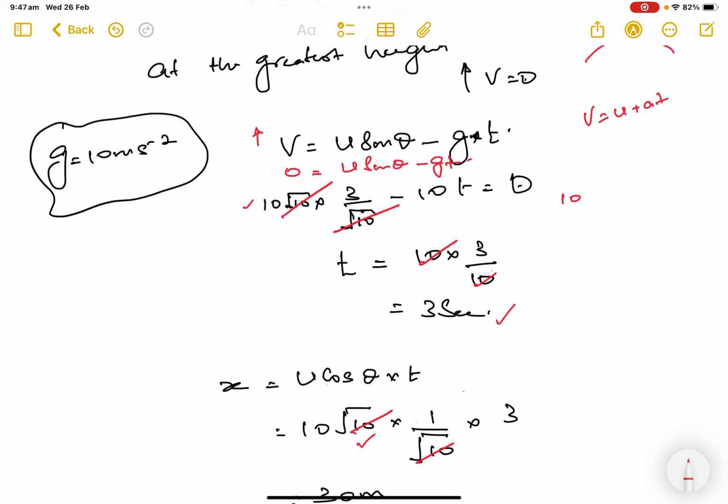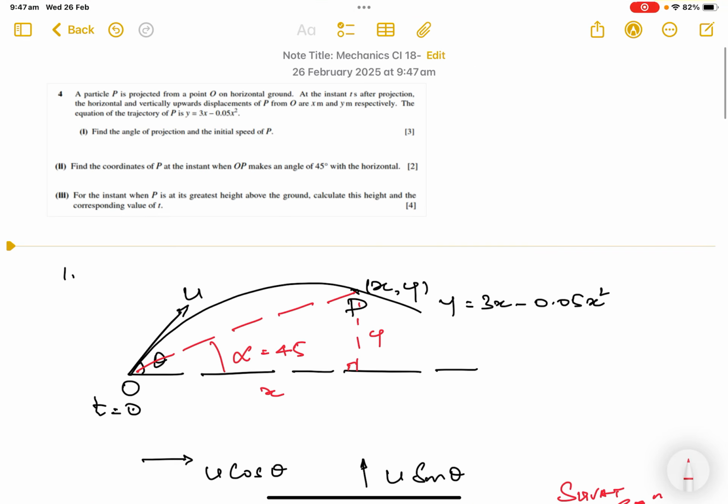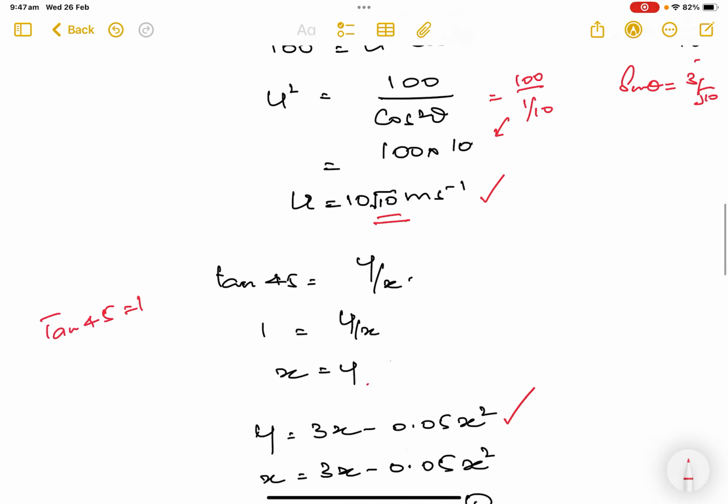So the equation is 3 times 10 minus 10t equals 0. From that, t equals 3, the 10s cancel out, so t equals 3 seconds. What we need next is the greatest height, and the corresponding value of t. So, the height we calculate next.